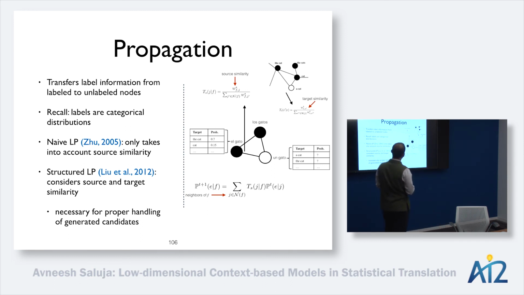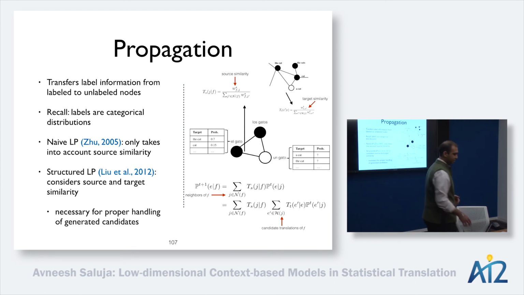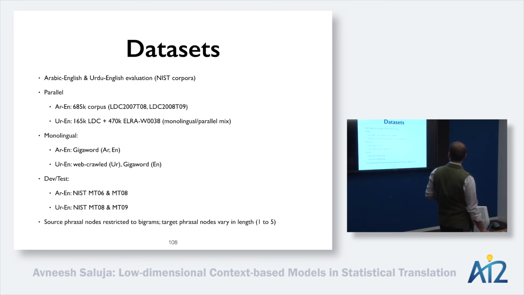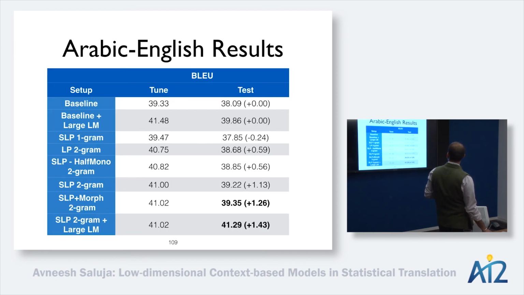But also over here, how similar are these candidates to the other candidates here? So we have the cat from El Gato, we have a cat which is from Un Gato. How similar are those two candidates based on distributional similarity? And so what we can do is propagate information proportional to both the source side as well as the target side to come up with better candidates and better translations. So we evaluated this on an Arabic English and Urdu English setup.